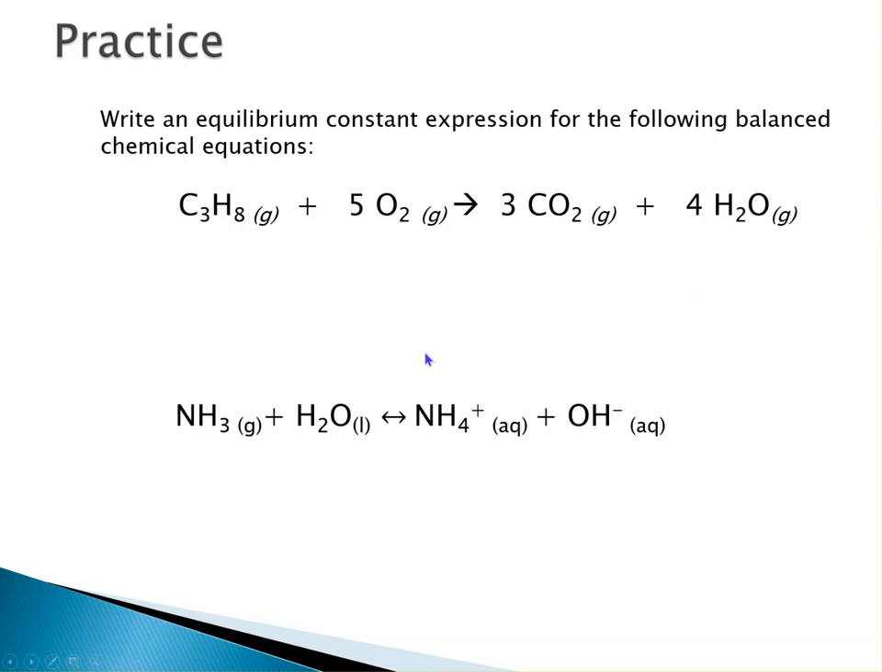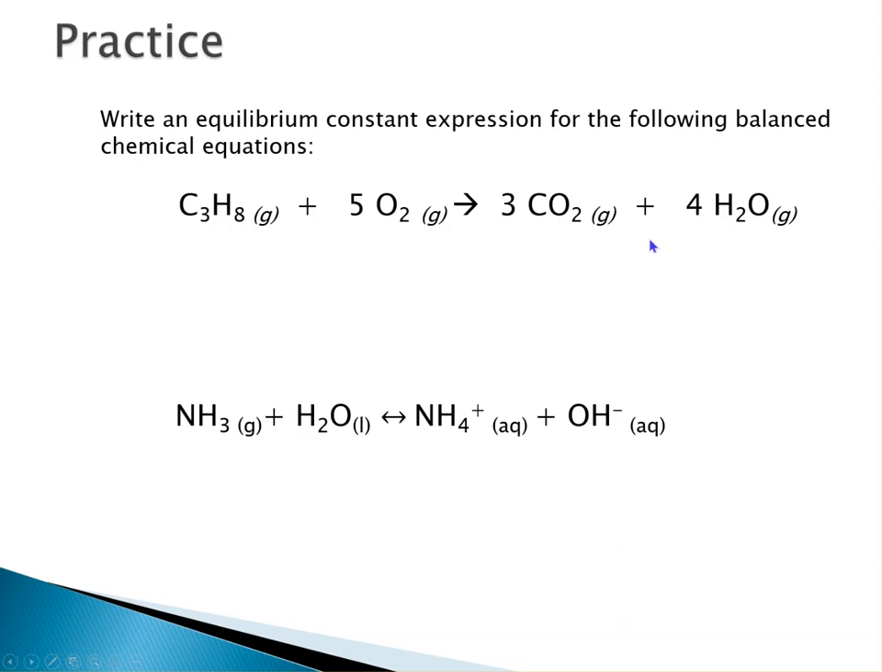All right, so for the first one, the very first thing I should check is that everything is fit to go into our K equation. Everything here is a gas, so that all works. If we look at the second one, I have water here as a liquid. Since water is a liquid, we're just going to ignore it.